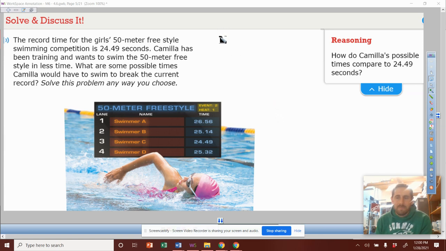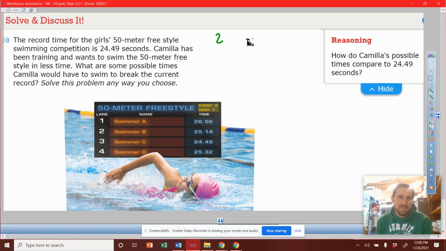When I ran this lesson in person, I asked my students to write down two different times, just jot them down, that would beat this 24.49. So in order for her to beat the record, she has to go less than that, right? I had students say, what about 23 seconds? What about 21 seconds? One kid was like, what about 1 second?